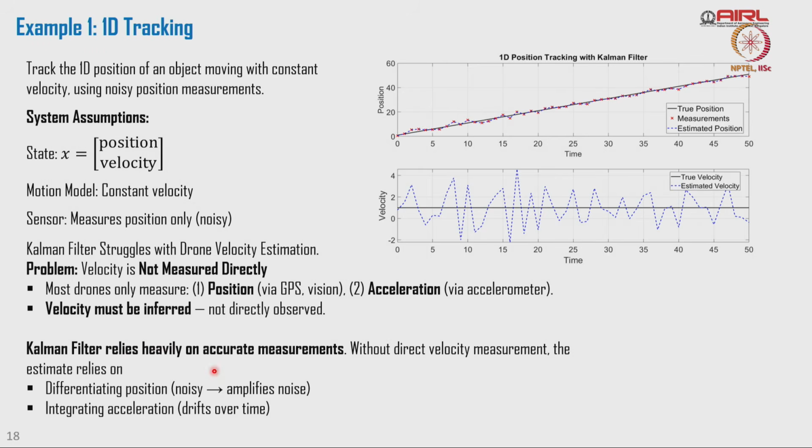Kalman filter relies heavily on accurate measurements. Without direct velocity measurement, the estimate relies on differentiating the position or integrating the acceleration. So, if you differentiate, noise will get amplified. If you integrate, errors start to drift over time.